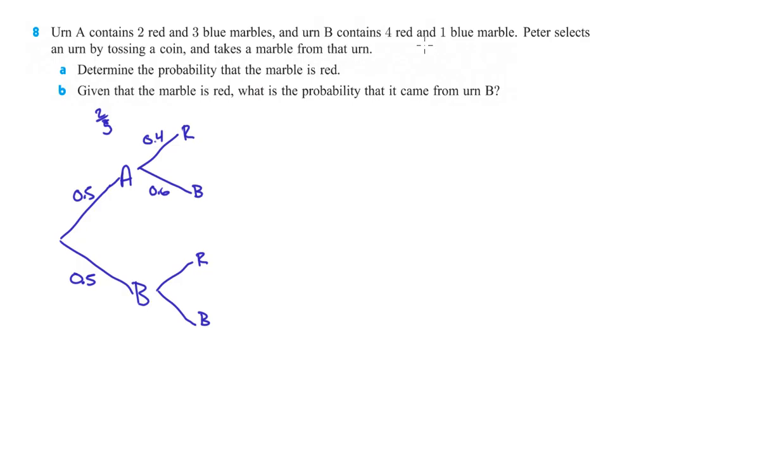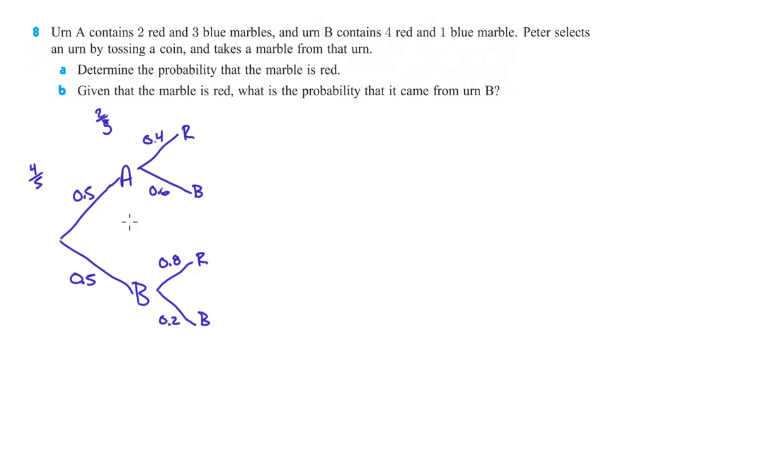So this is urn B. There's 4 red and 1 blue marble. So this 4 red is going to be 4 out of the total 5. So that is 0.8. That means the other 0.2 is blue. Okay. Now, we haven't actually answered either question, but just by drawing out this tree diagram it's going to make it a lot easier to answer these questions.